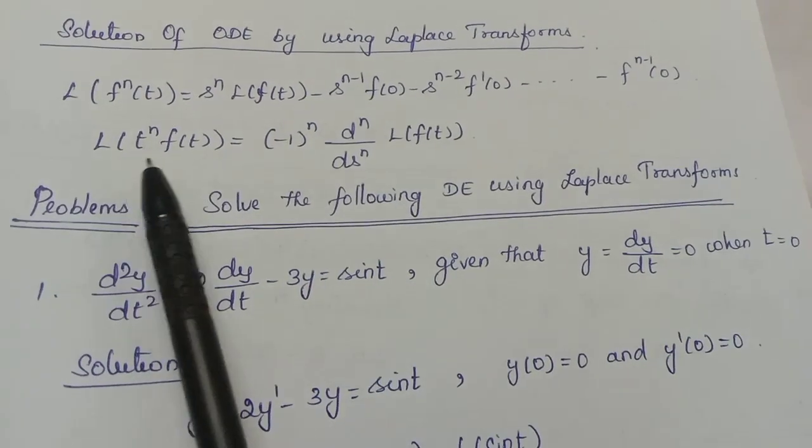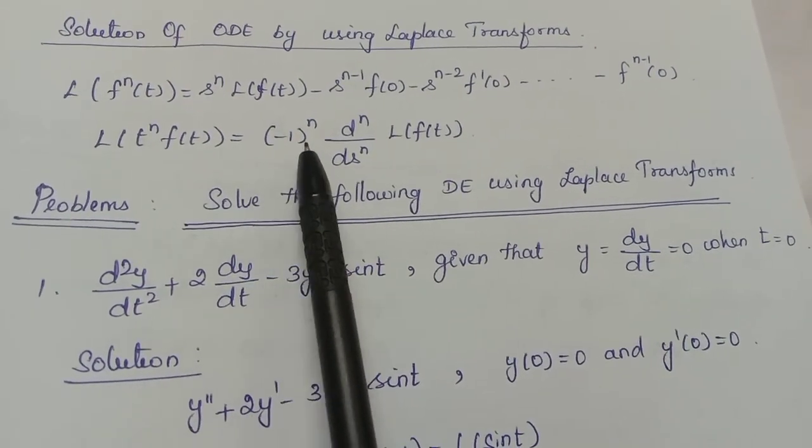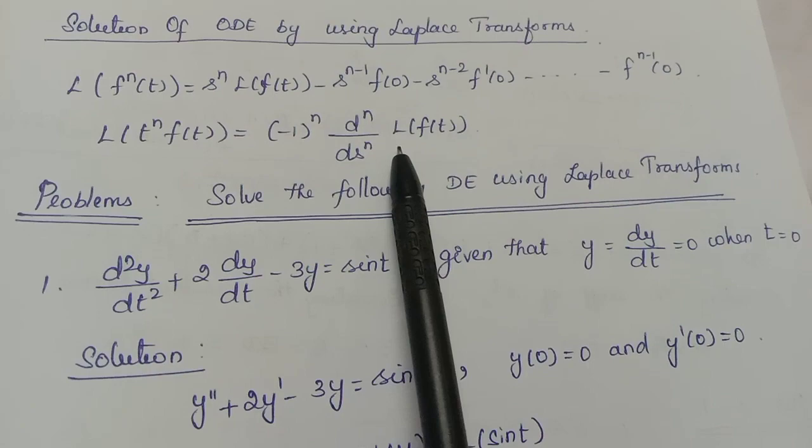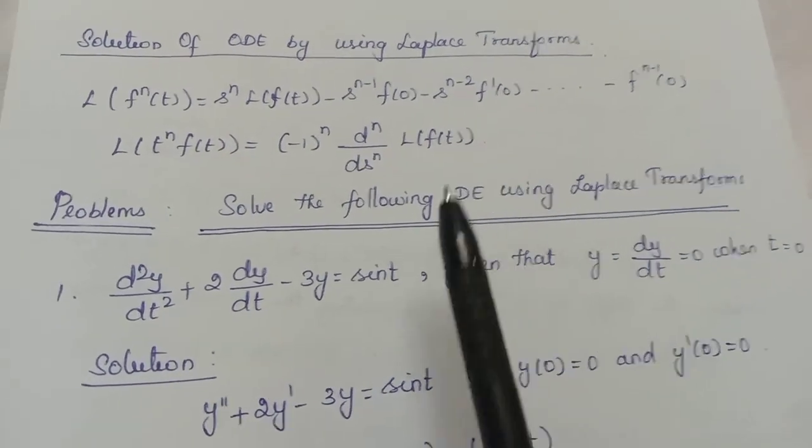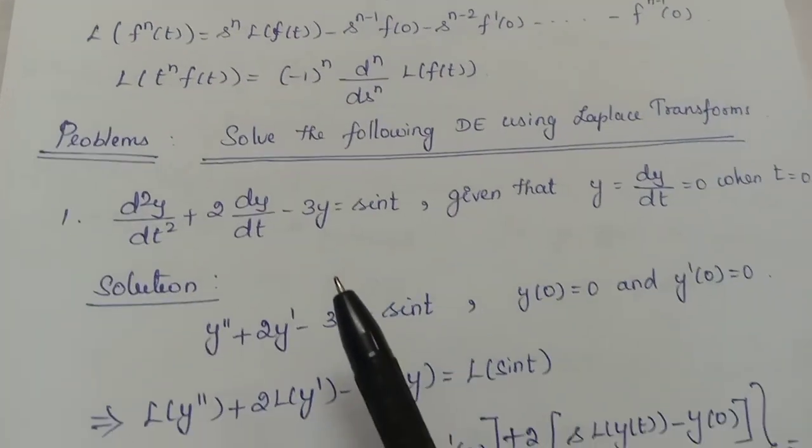And L of t power n into f of t equal to minus 1 power n into d power n by ds power n of L of f of t. So these two formulas are primarily used in this video. Now let's go to the problems.